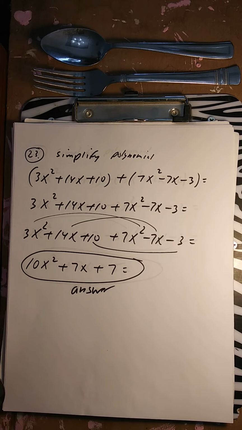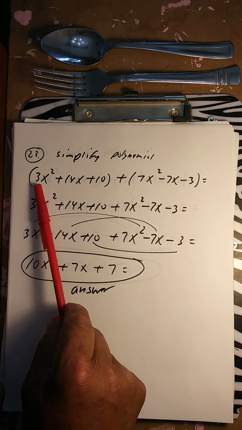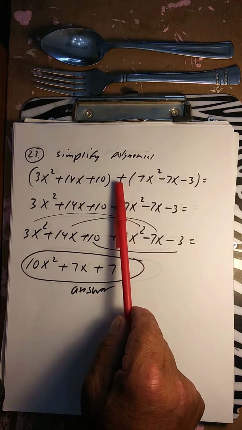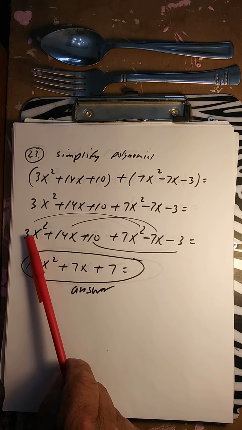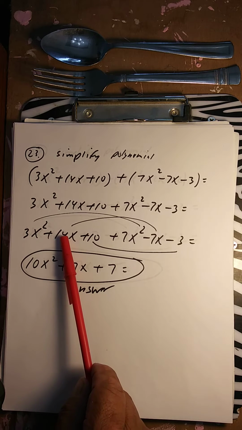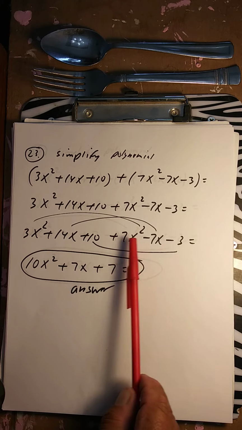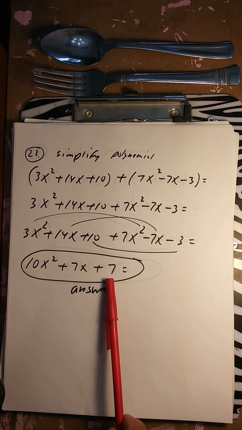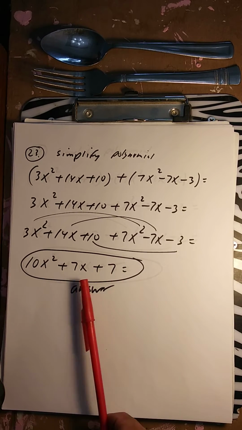Simplify this. Okay, there's a plus sign between the two polynomials. So all you're going to do is just take out the parentheses here, take out the parentheses here, and the plus doesn't affect anything, so you just write it down like this. Now, you're going to put the 3x squared and the 7x squared together, that's a 10x squared. And the 14x minus 7x is going to be positive 7x. And the 10 minus 3 is a positive 7. So 10x squared plus 7x plus 7 is the answer. That's it.